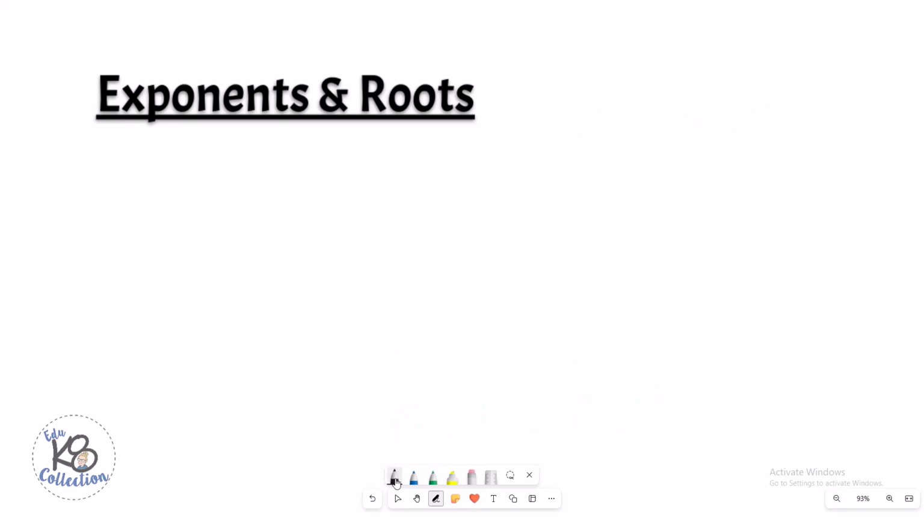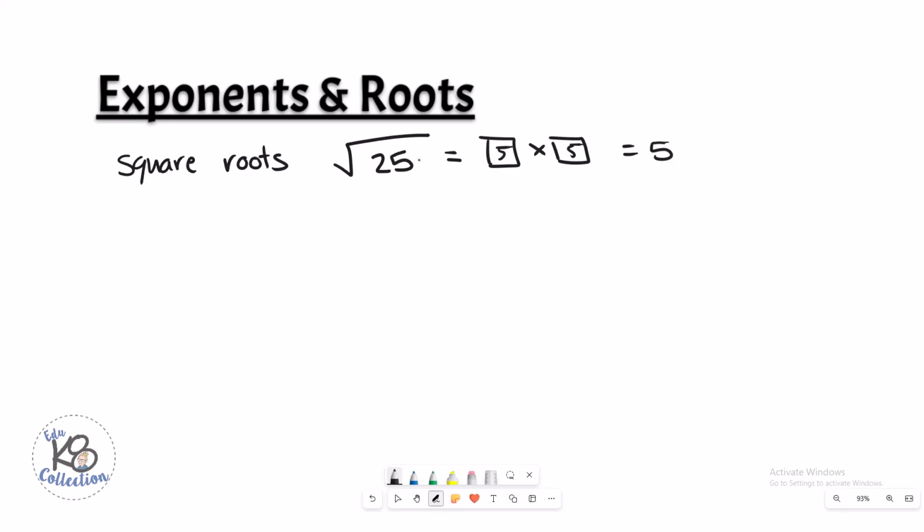So as I mentioned, there are multiple types of roots. So we're going to start by working with a square root. Square roots look like this. And we were trying to figure out what number times itself gave the answer, right? And it was 5. So the square root of 25 was 5.